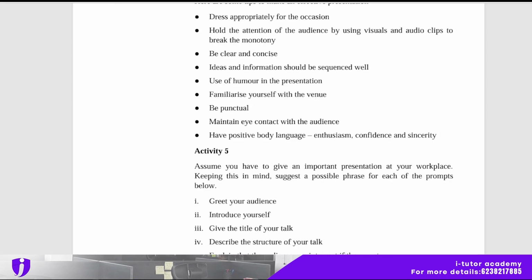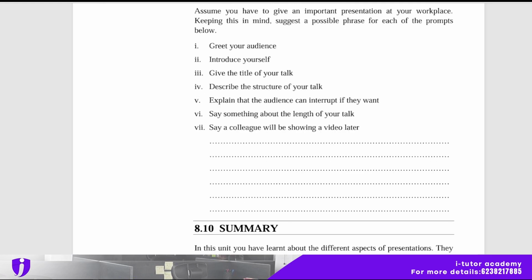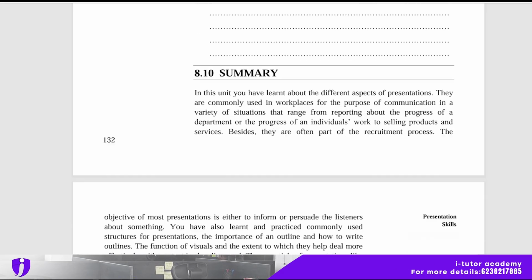So you just be careful when you are presenting something in a huge crowd or in a group of people. And activity 5 is here. So the summary of this unit 8 is here.